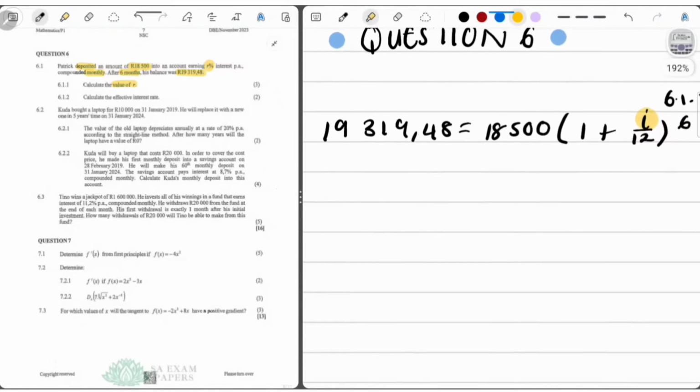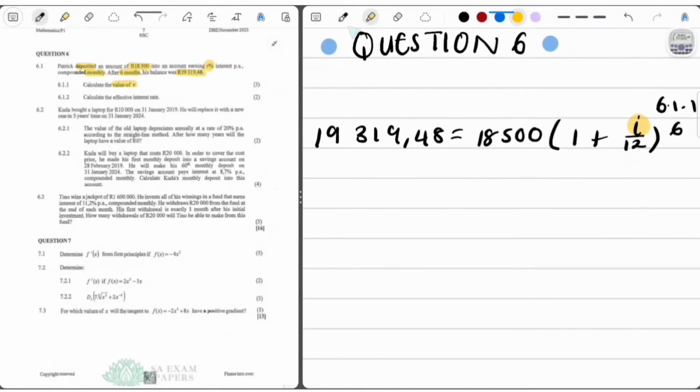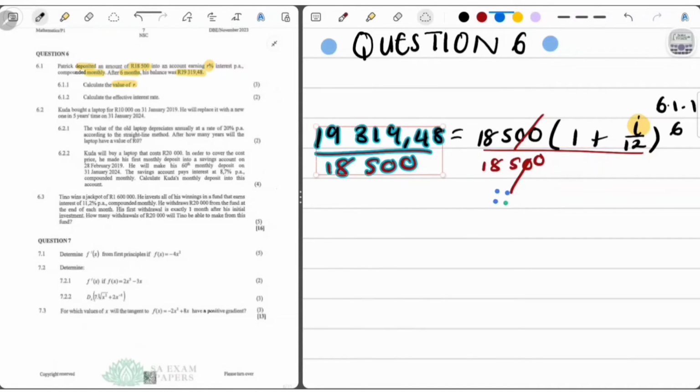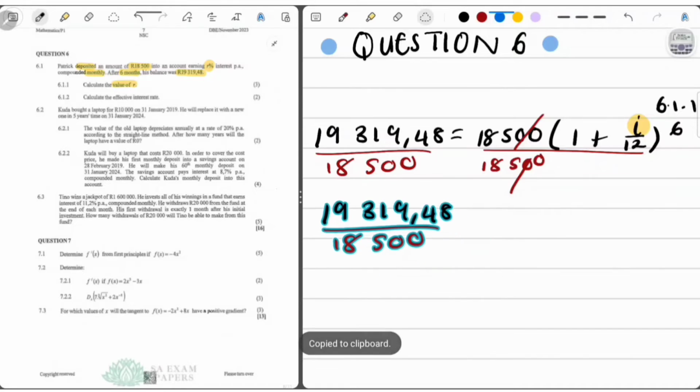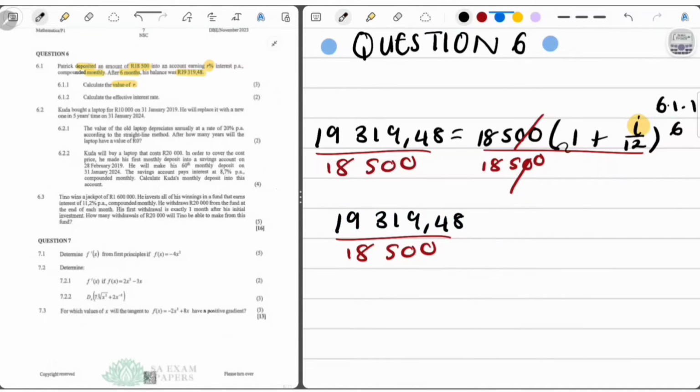So in this equation, how do we get I on its own? Well, the first problem that we have is this 18,500. It's the first thing blocking us from getting to the I. So we need to divide both sides by 18,500, but I'm not going to find the answer because I don't like working with decimals. So 18,500, I'll leave it like that. So here this cancels, and here I'm just going to rewrite this, really copy and paste, exactly as it is, like that. And since that cancelled out, it's equal to 1 plus the interest over 12 raised to the power of 6.